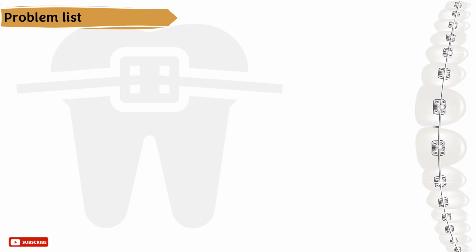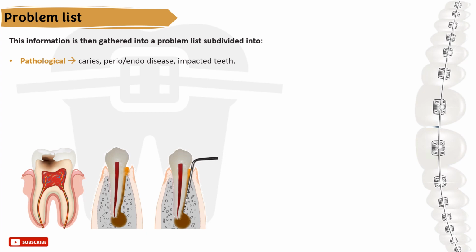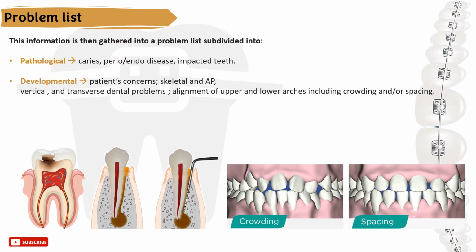Now to the creation of the problem list. This is the information that you gather and then you subdivide into lists. The pathological problems include caries, perio or endo diseases, and impacted teeth. And the developmental problems. They include the patient's concerns, skeletal and anteroposterior problems, vertical and transverse discrepancies, alignment of upper and lower arches including crowding or spacing.